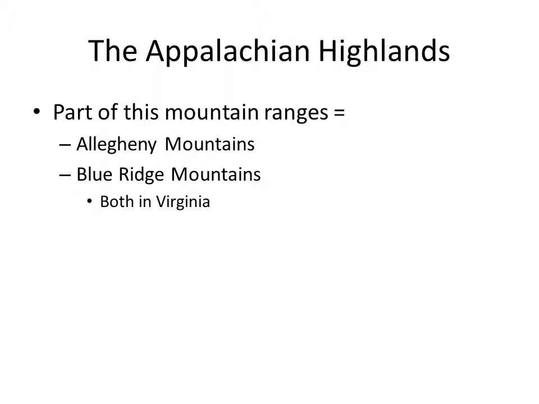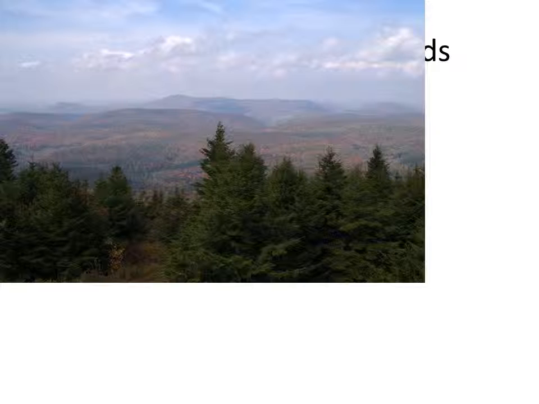So there's the Allegheny Mountains and the Blue Ridge Mountains. These are both the ones you find in the western part of Virginia if you go from where we are now and just head west. And these are some pictures from there.